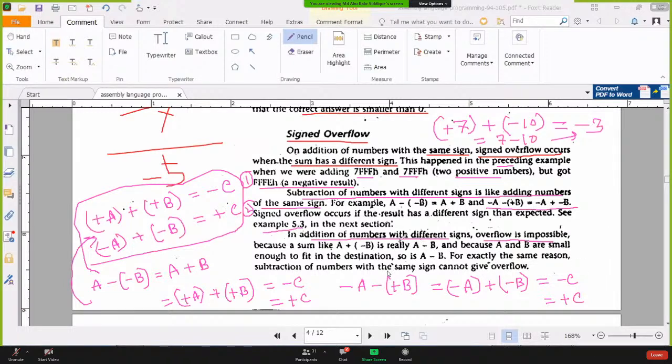So addition with numbers with different sign cannot give overflow. Subtraction with numbers with the same sign cannot give overflow, because your result will always be less than the current number. Current numbers are this and this, so your result is -3, which is always less than the correct 7 and 10. So addition of numbers with different sign cannot give overflow, and subtraction of numbers with the same sign cannot give overflow. In these two cases, there will be no overflow.